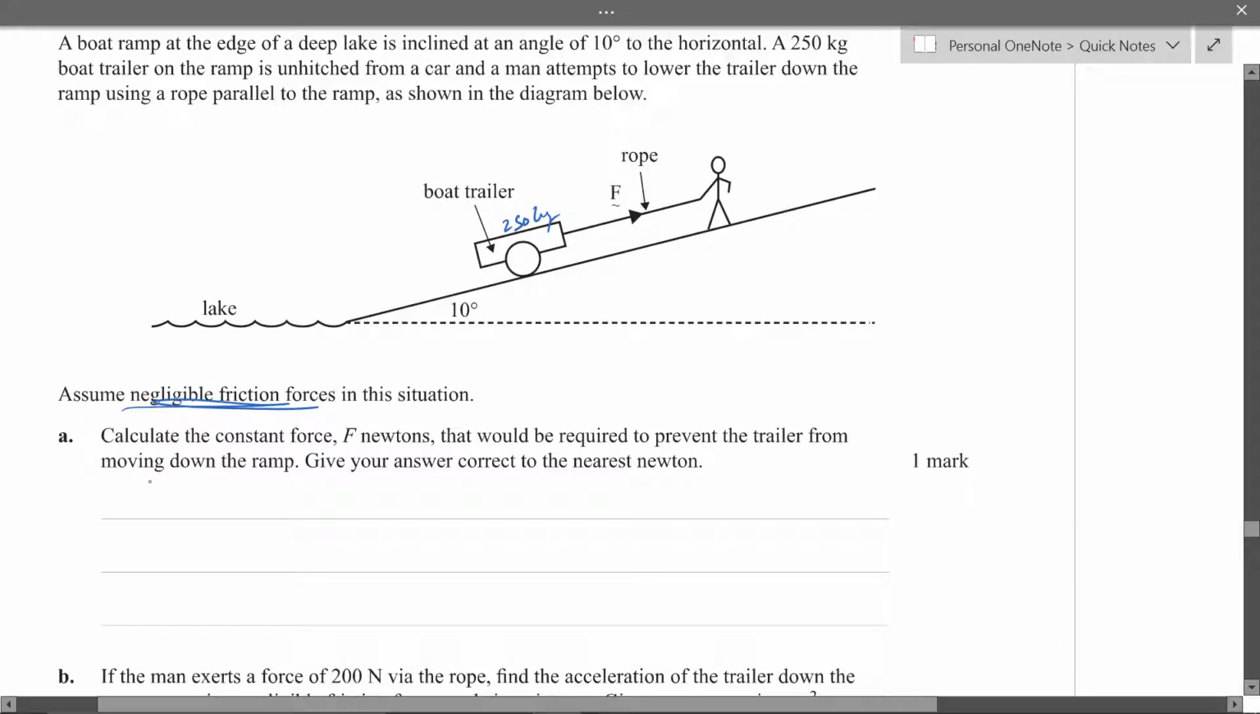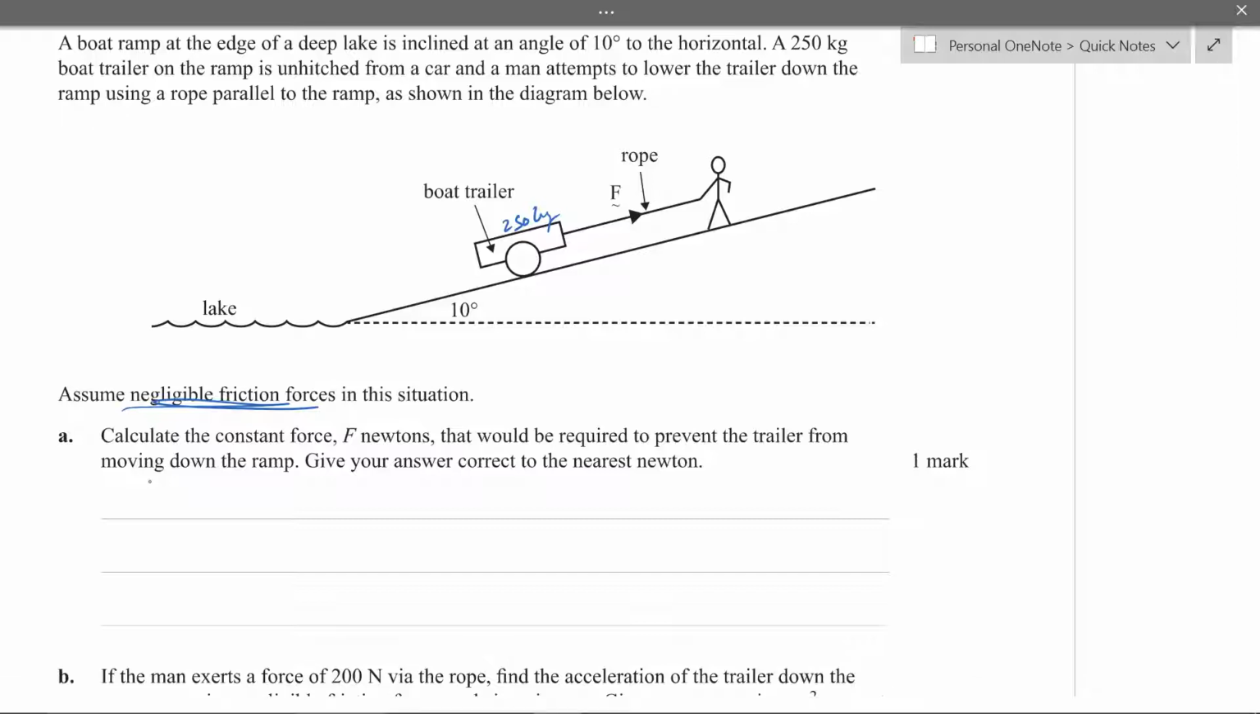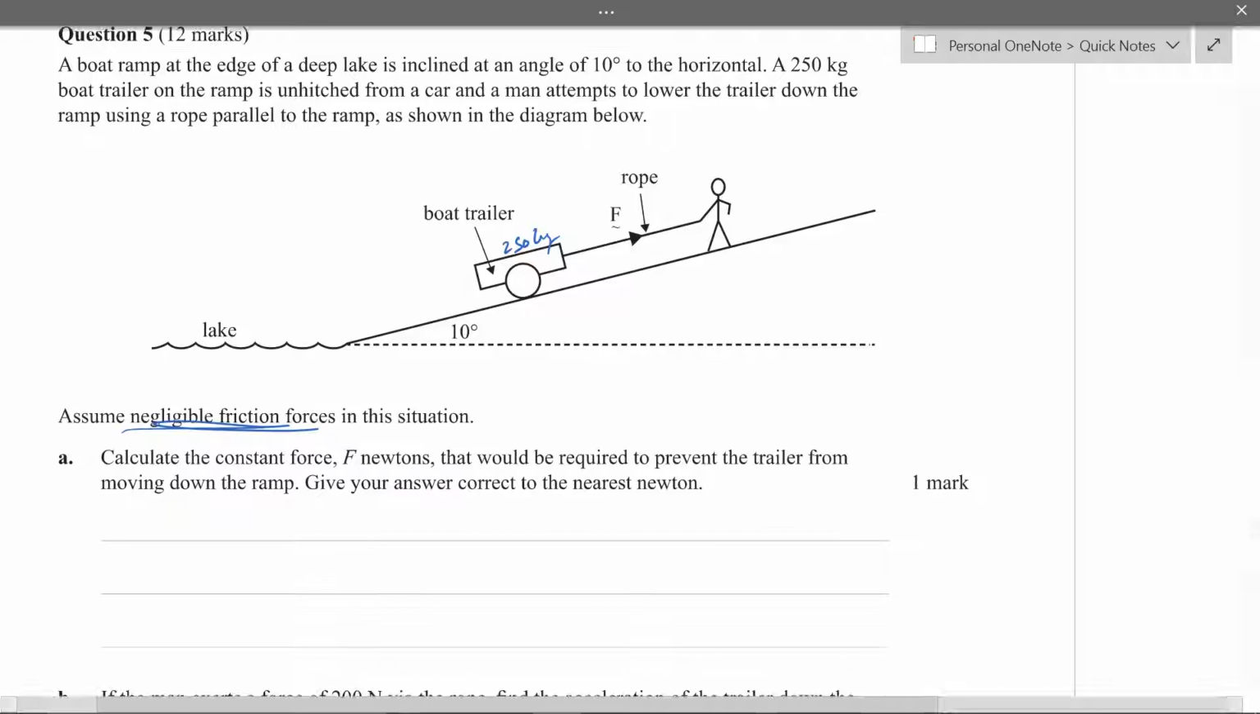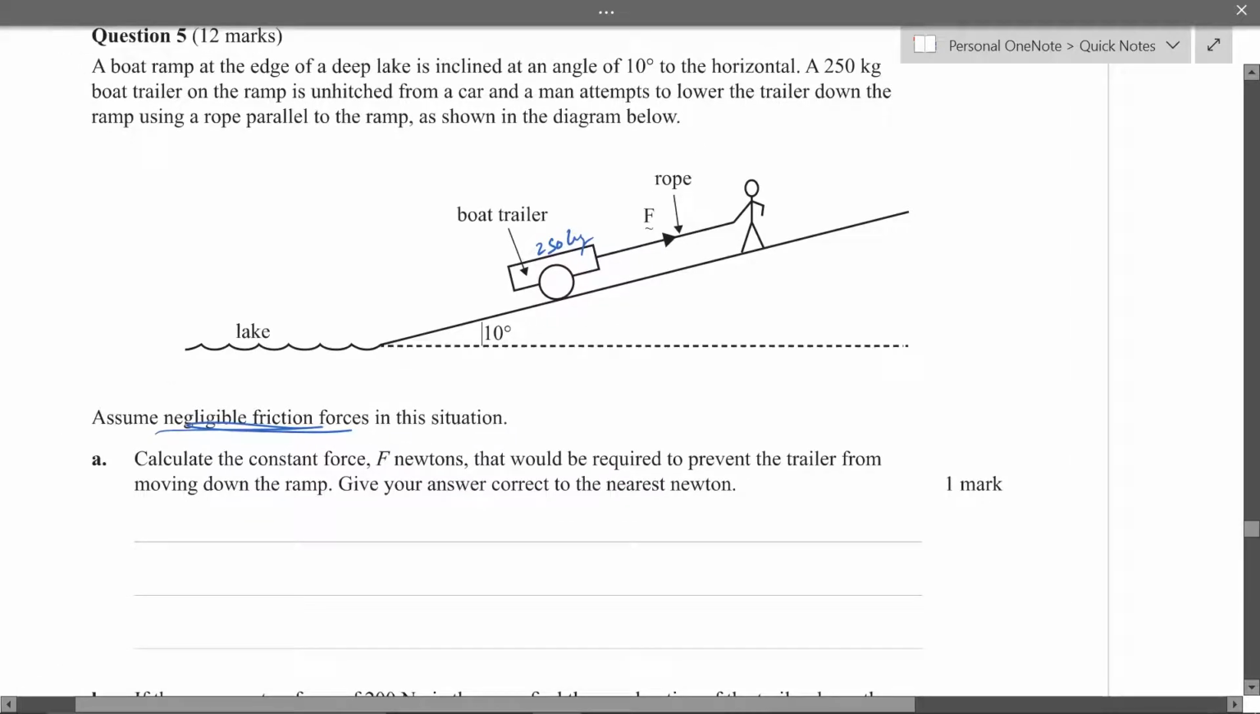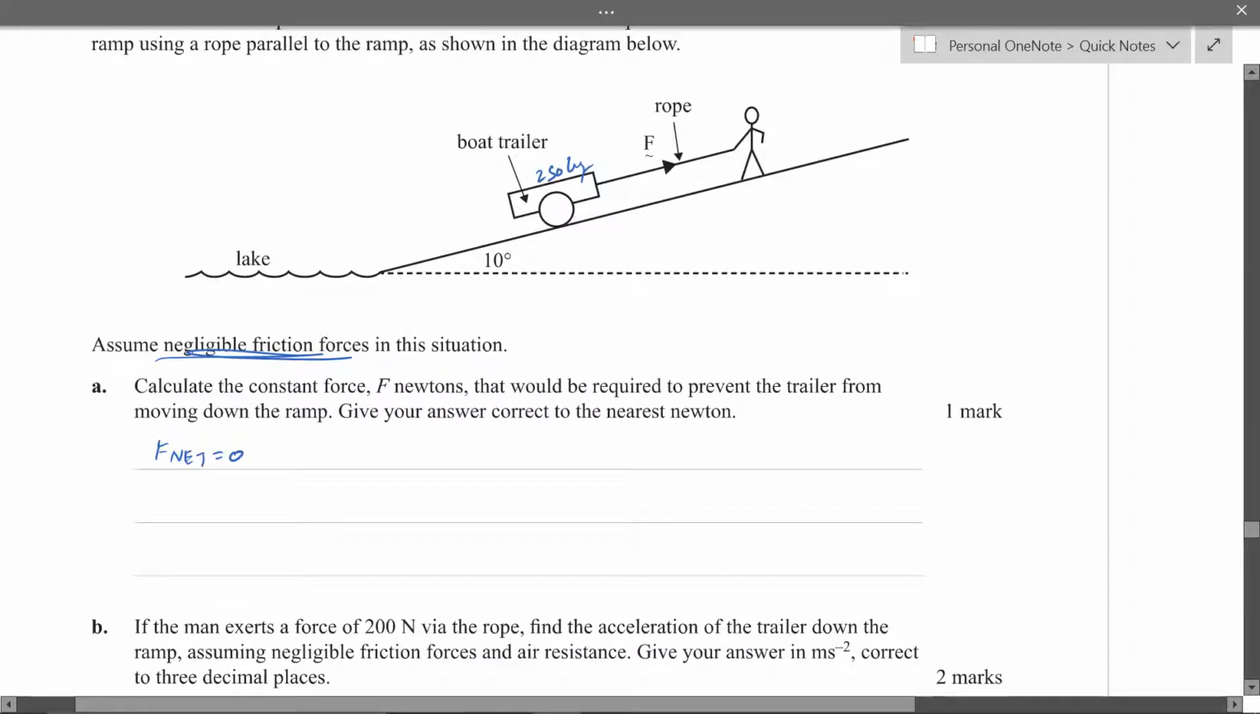If it's not moving down the ramp, then it either has to be not moving at all or moving up. But in this case, you can tell from the question that it's asking for when F net is zero. It's asking for the minimum, that's insinuated. It's asking for the lowest value of F. So if that's happening, F net equals zero.